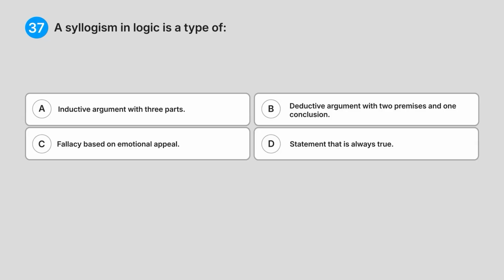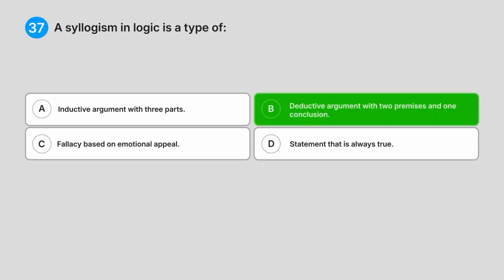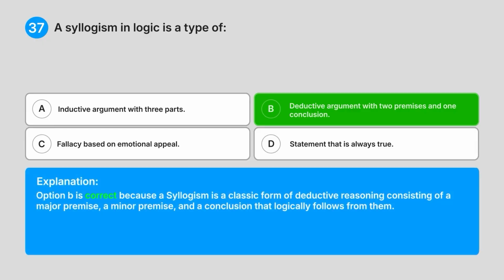Correct answer. B. Deductive argument with 2 premises and 1 conclusion. Explanation. Option B is correct because a syllogism is a classic form of deductive reasoning consisting of a major premise, a minor premise, and a conclusion that logically follows from them.